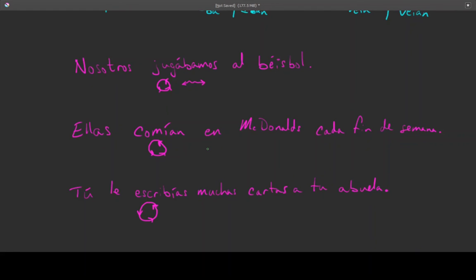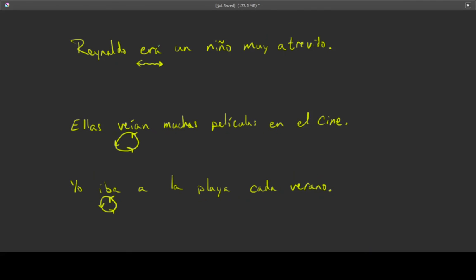And then the last one says, tú le escribías muchas cartas a tu abuela. All right, that idea of muchas cartas means that it was probably done several times in the past, which means it's a repeated past action. You used to write lots of letters to your grandmother. And if we're going to have some sentences with imperfect tense verbs in action, we might as well throw a few of our irregulars in there as well and just see those guys in sentences too.